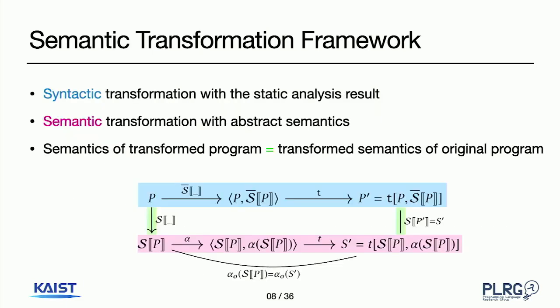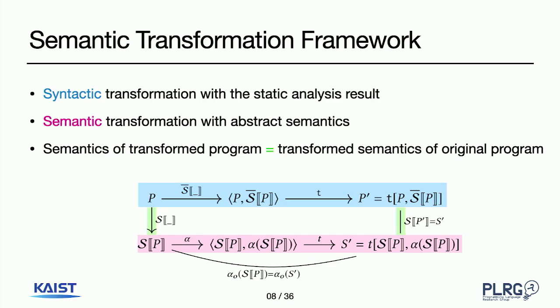Here is the diagram of the semantic transformation framework. Given a program, first the syntactic transformation with the static analysis result transforms the program to another program, and on the other side, the semantic transformation transforms the semantics of the original program to make the transformed semantics. To show the semantics preservation of the concrete transformation, it is now divided into two parts.